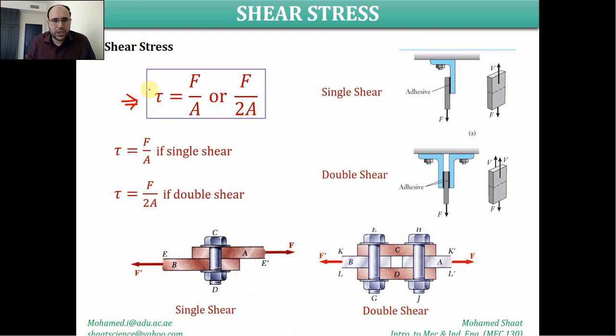So this is the tau, which stands for the shear stress, just to distinguish the normal stress from the shear stress. So tau is going to be F over A. Or in some cases, it could be F over 2A. Forget about F over 2A, we're going to discuss this later. But as you can see, the expression for the shear stress, which is tau, and for the normal stress, which is sigma, are the same: F over A, the force over area.